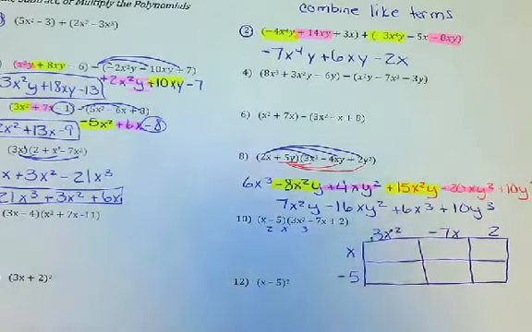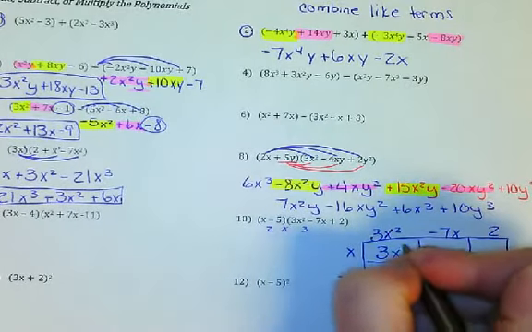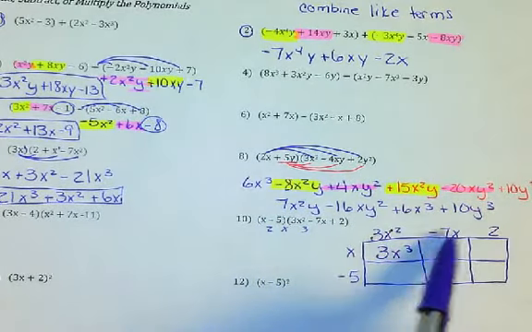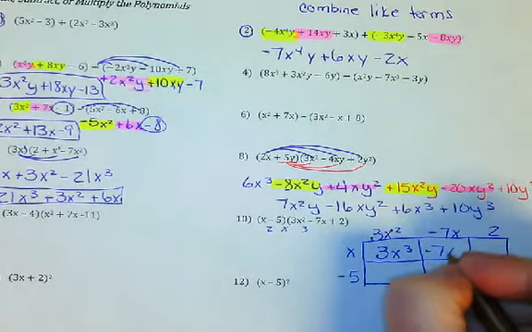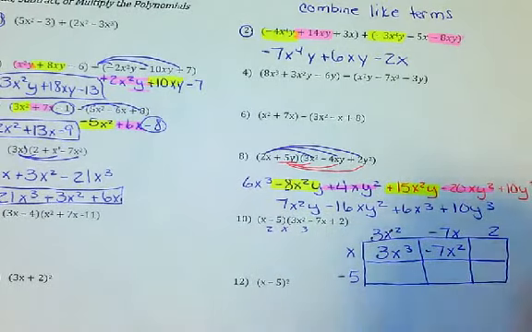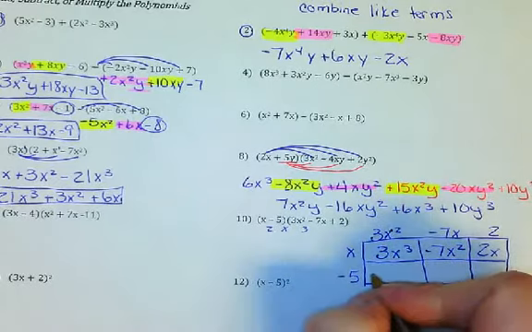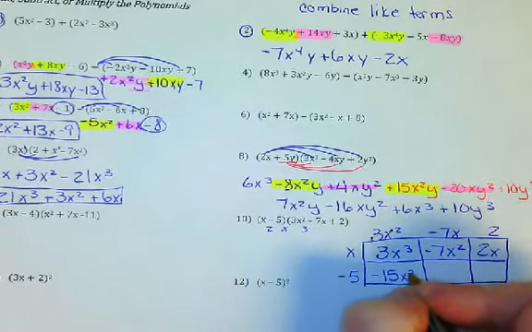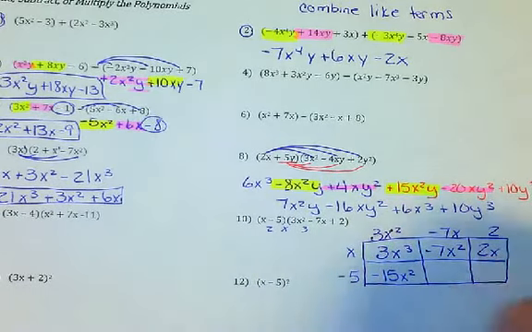So this first box would be 3x squared and x, which gives you 3x cubed. X and negative 7x would give me negative 7x squared. X and 2 would give me 2x. 3x squared and negative 5 would give me negative 15x squared. Negative 7 and negative 5 would give me 35x. And then 2 and negative 5 would give me negative 10.